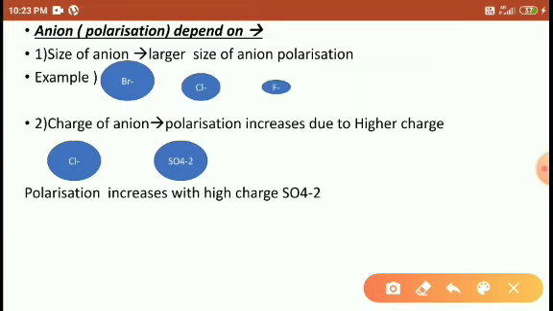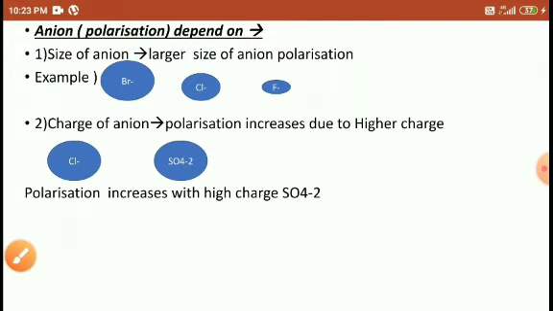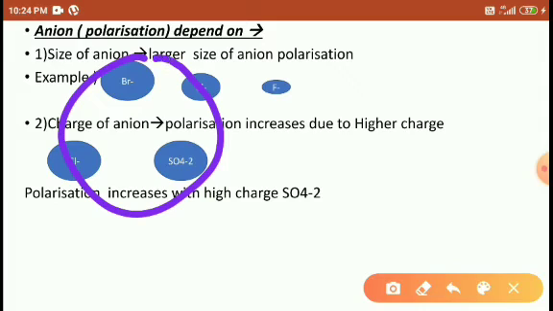Same in the case of the anion. Larger size of the anion means high polarization. Why? Because in a large anion, the attraction between the electrons and the nucleus is weak.